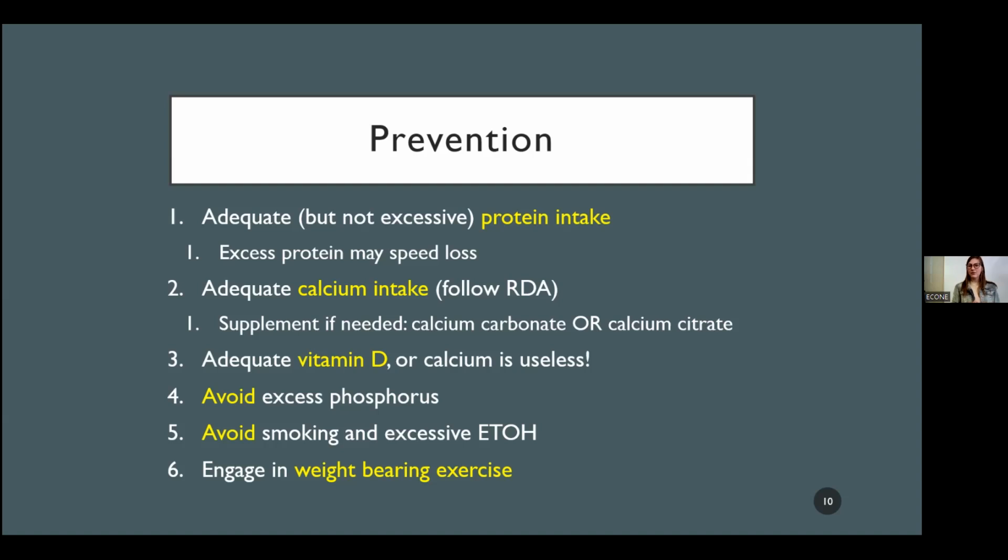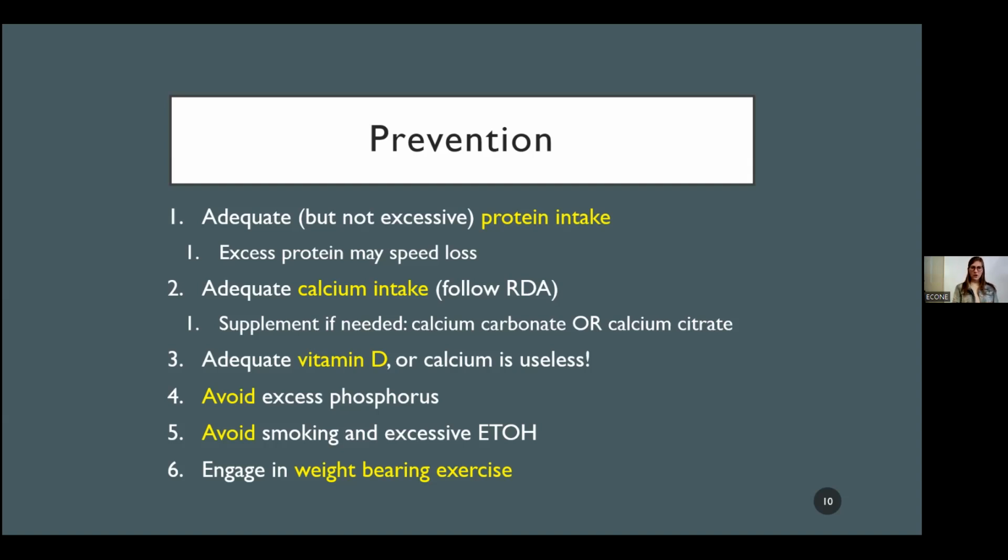And then supplement if needed. If you're not meeting the RDA, or if you go get a blood test and you just are deficient or don't have enough calcium in your blood, then you can take a supplement if needed. And the two good supplements are calcium carbonate or calcium citrate. A third way to prevent osteoporosis is adequate vitamin D, or calcium is useless. So vitamin D actually stimulates the calcium to be taken into the bone. So we need protein, vitamin D, and calcium all need to work together.